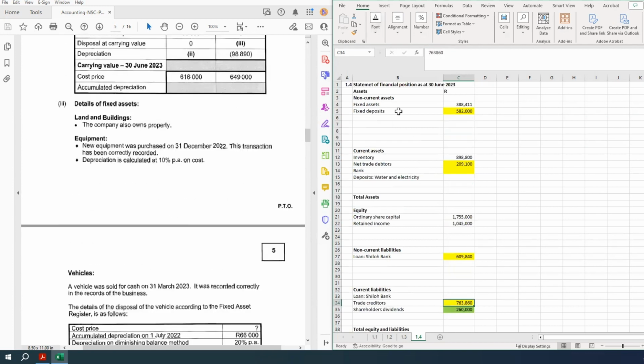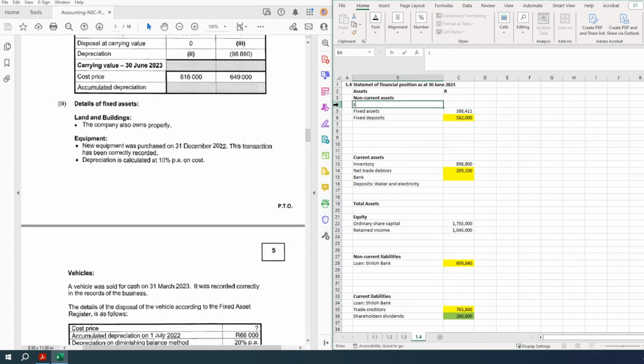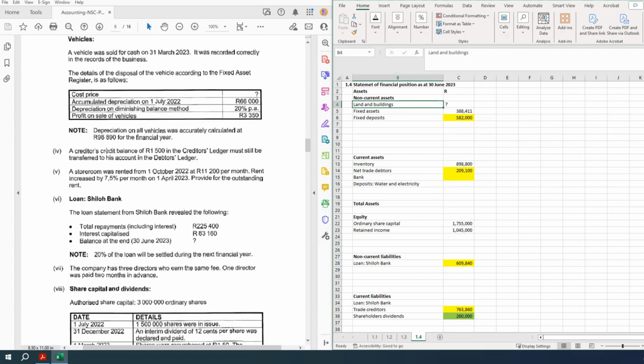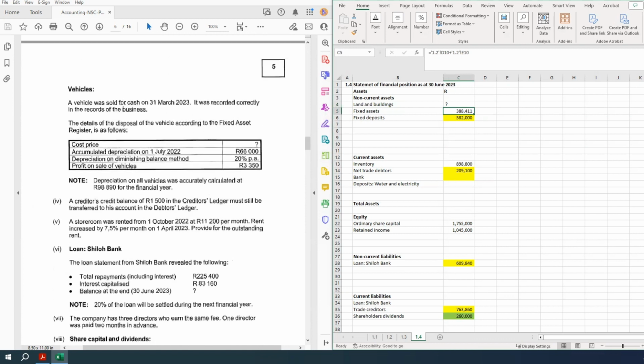So what I'll do is I'll just go back here and just include land and buildings. Okay, let's put a question mark. Right, so next, equipment. So this we have covered in calculating this closing balance here. So I'm happy with everything under vehicles. I don't need to look further into that.